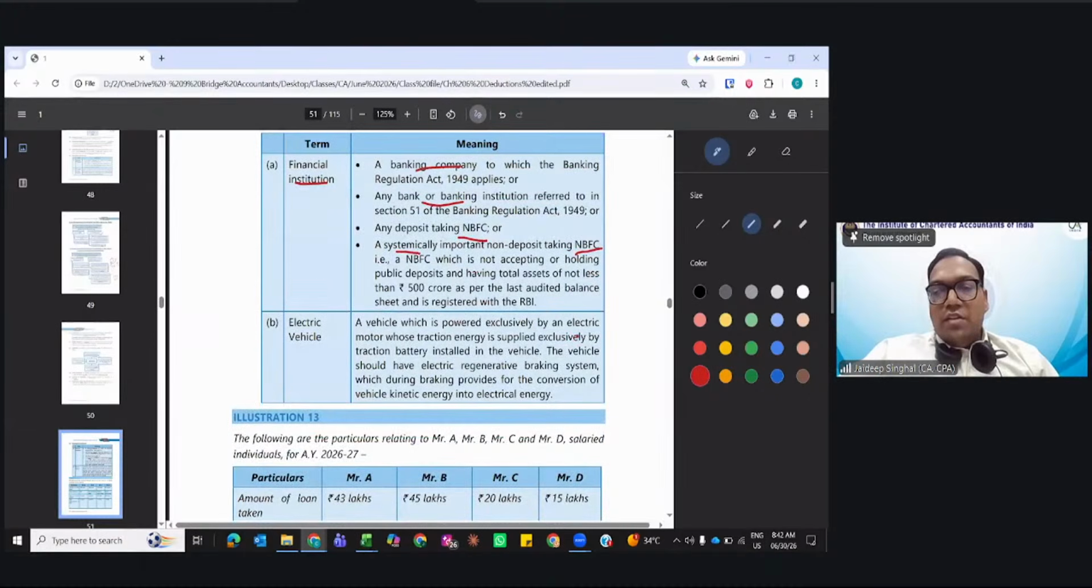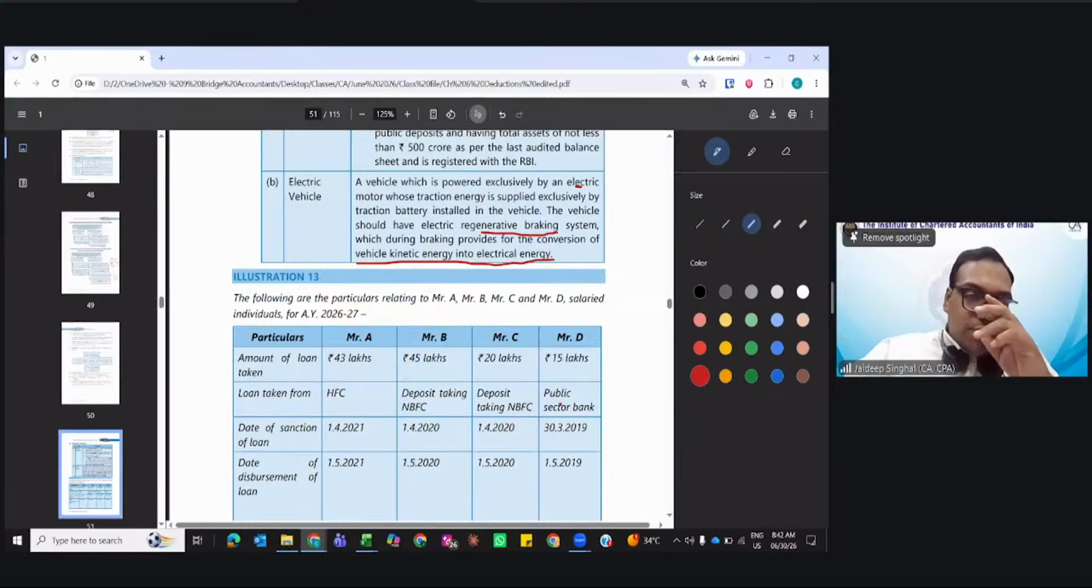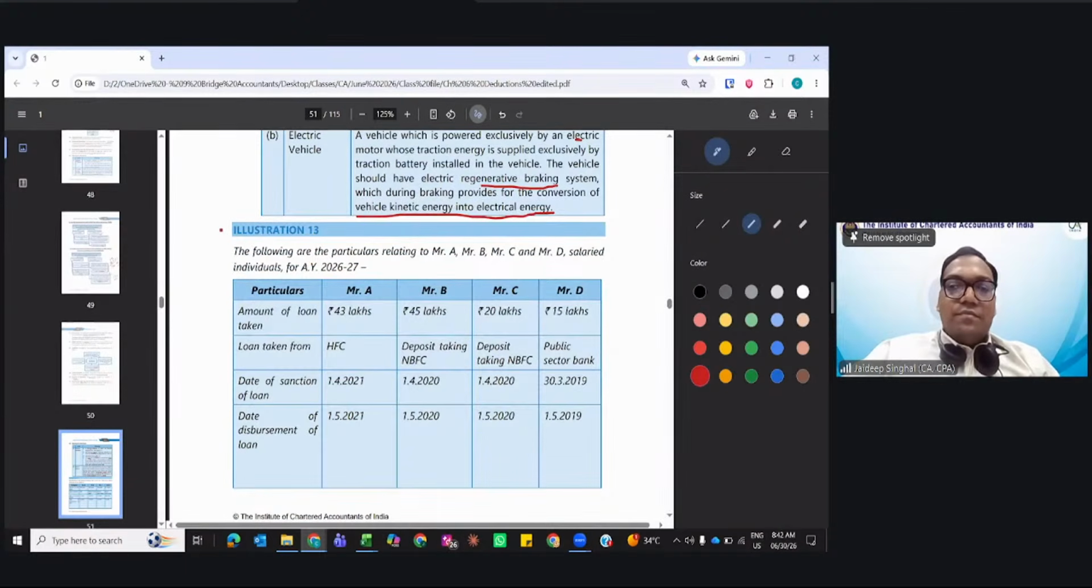What is an electric vehicle? It has an electric motor, with traction energy supplied through the traction batteries installed in the vehicle. It should have an electric regenerative braking system, which provides for the conversion of the vehicle's kinetic energy into electric energy. Let's solve this question. Illustration number 13. This is a good one.